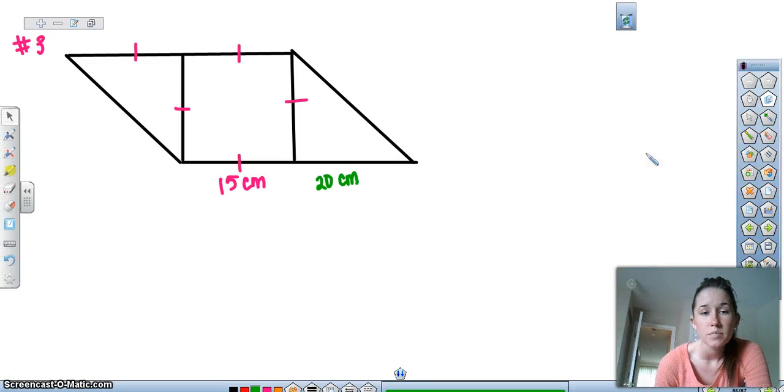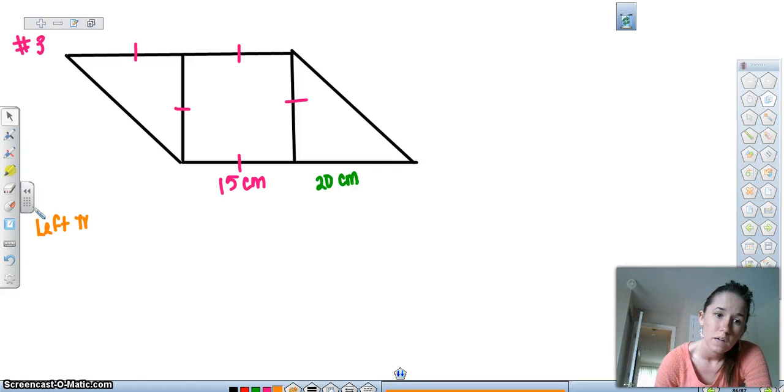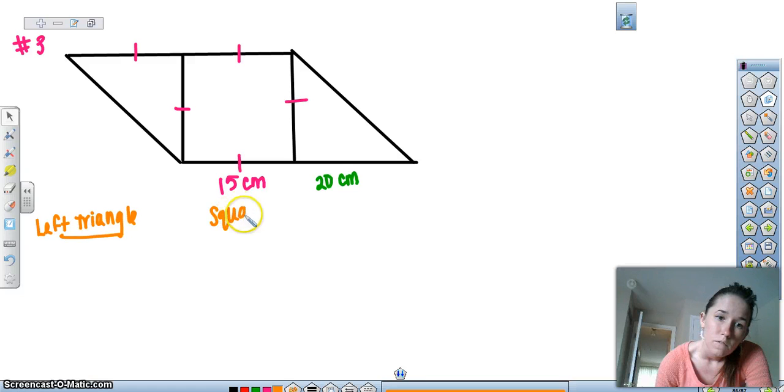All right, your next problem, number 3, looks like this. You're supposed to find the area of each region and the total area. So we need to find the area of the left triangle, the middle square, and the area of the right triangle.